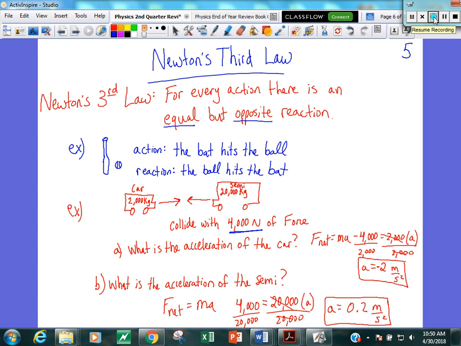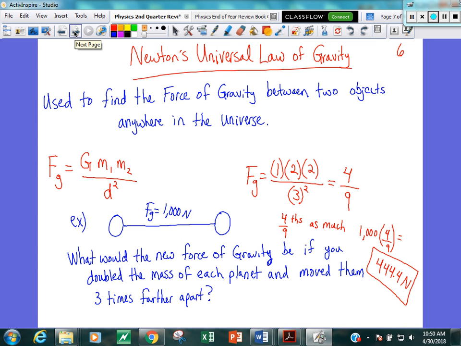Okay, so let's go to page 6 now. We're done with Newton's laws of motion. And so let's review a few more things that are very important. I want you to title page 6, Newton's universal law of gravity.